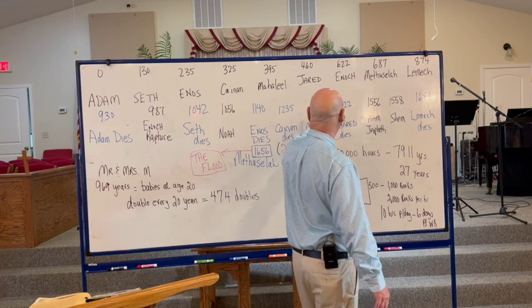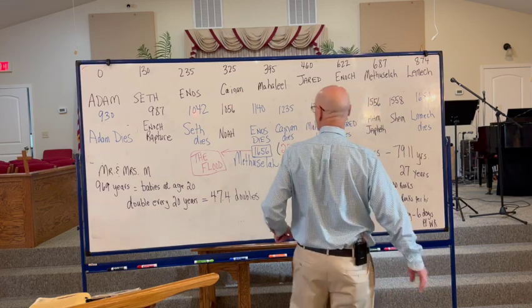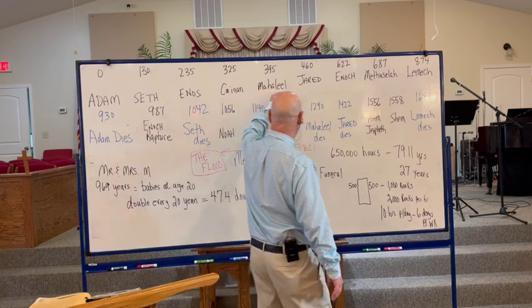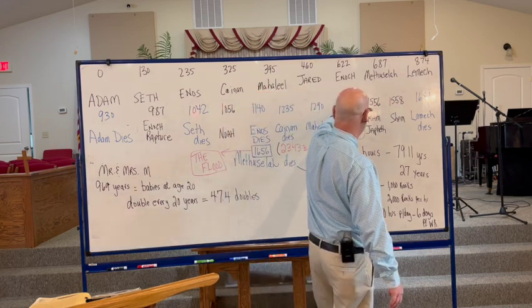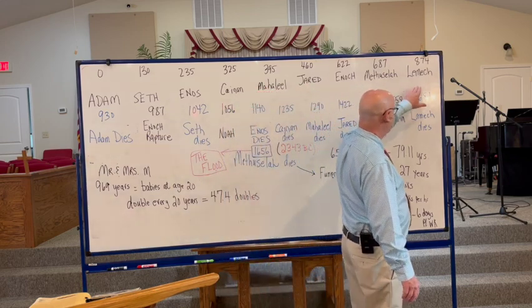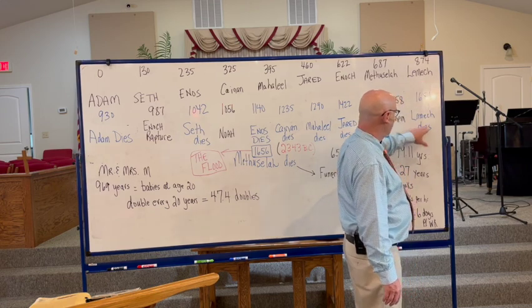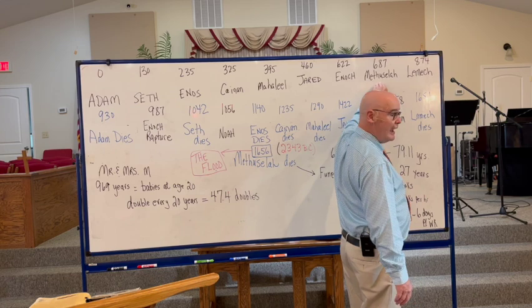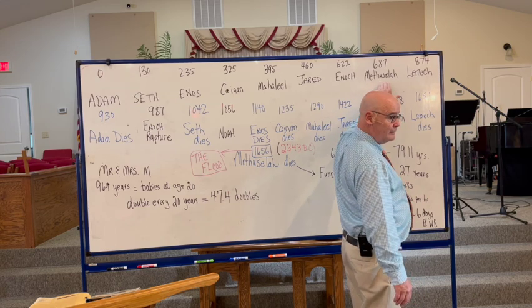Then Lamech dies. Okay, so we have Adam dead, Seth dead, Enos dead, Canaan dead, Mahalalel dead, Jared dead, Enoch disappears, Methuselah still living, and Lamech dies right here. Now watch that. Watch that. He's the first dad to see his son die.